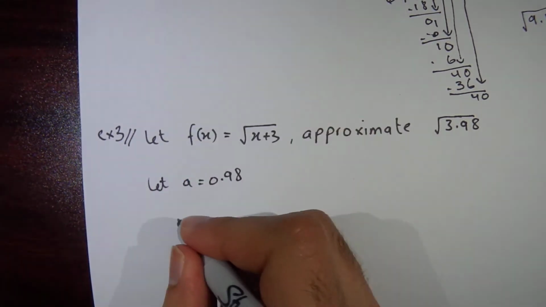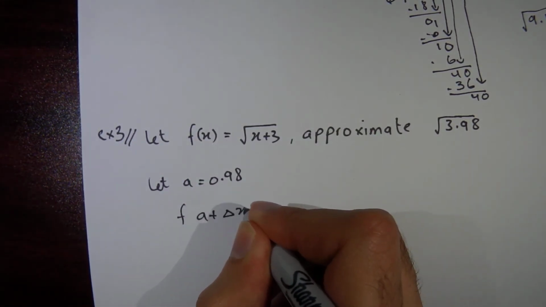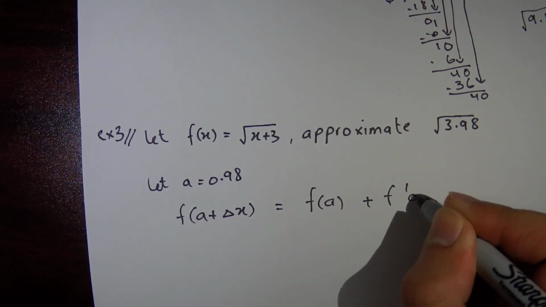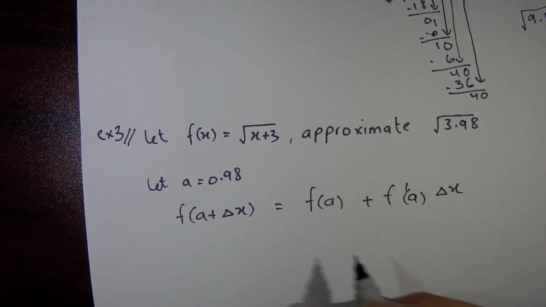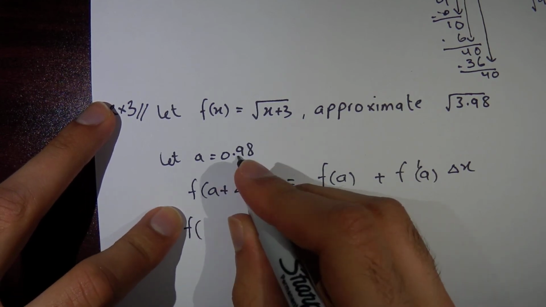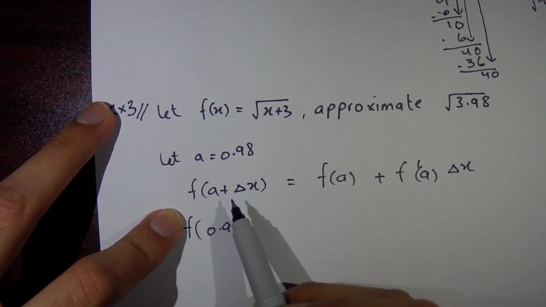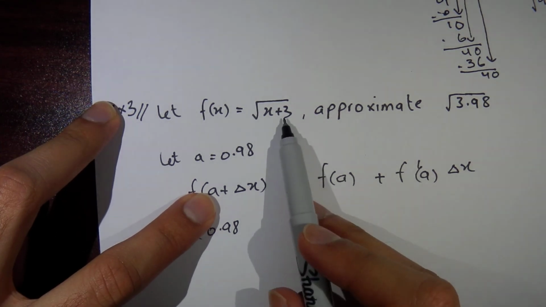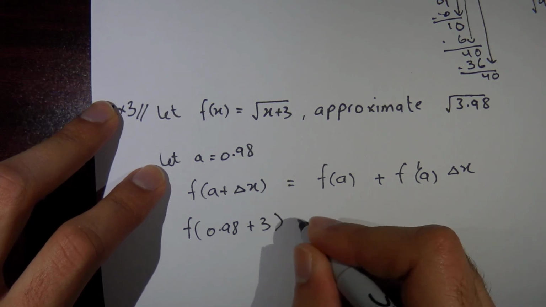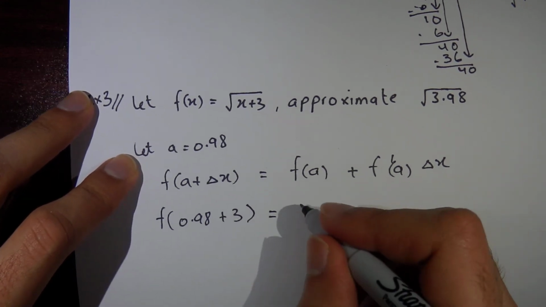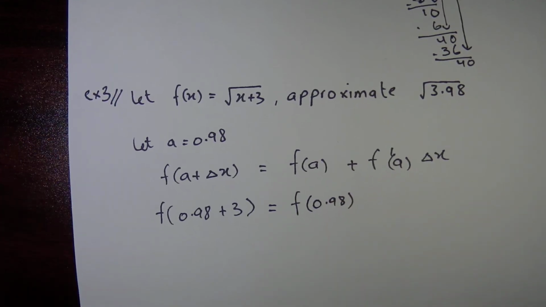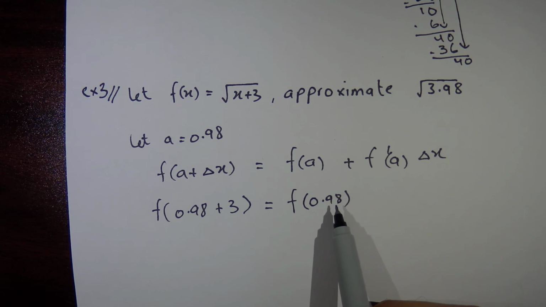Now if we get our differentials equation down, f prime at a delta x, we see that we are headed for f at 0.98 plus delta x, which in this case is already given as 3, is equal to f at a, f at 0.98. However, now we've headed into a problem. We do not know what f at 0.98 is.